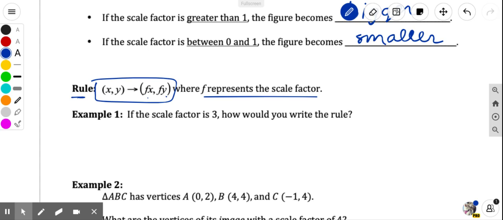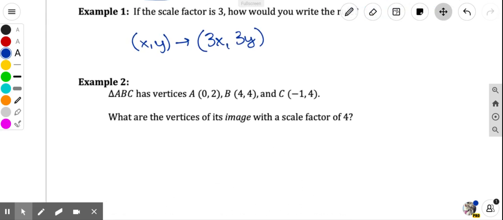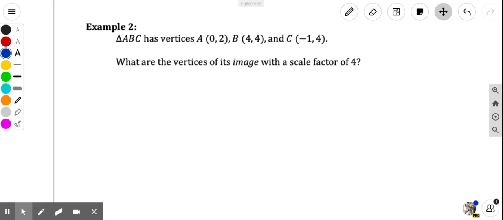So in this first example, it says if the scale factor is 3, how would you write the rule? You would write the rule as (x, y) maps to (3x, 3y). So you're just multiplying all the x's and y's by 3. Now I should mention again that this is only when the center of dilation is (0, 0), the origin. Once we get into other types of dilations, you don't simply just multiply. It's different.